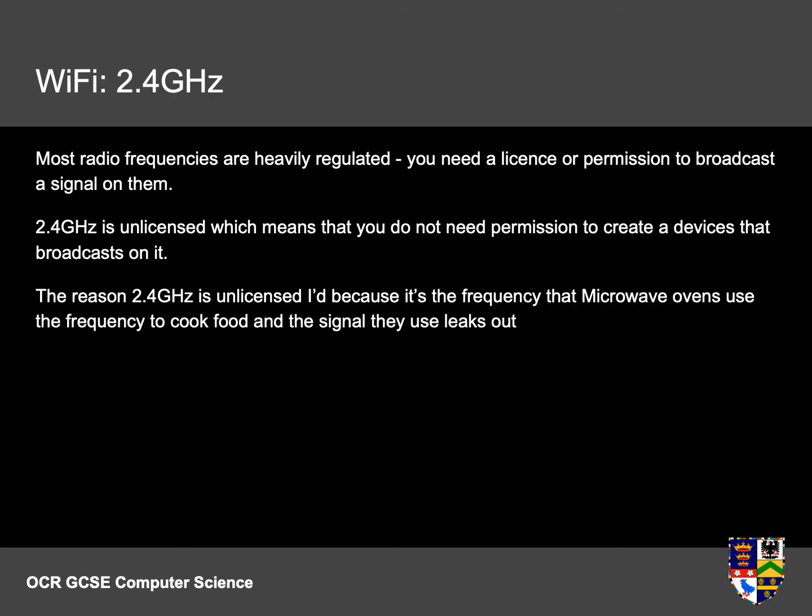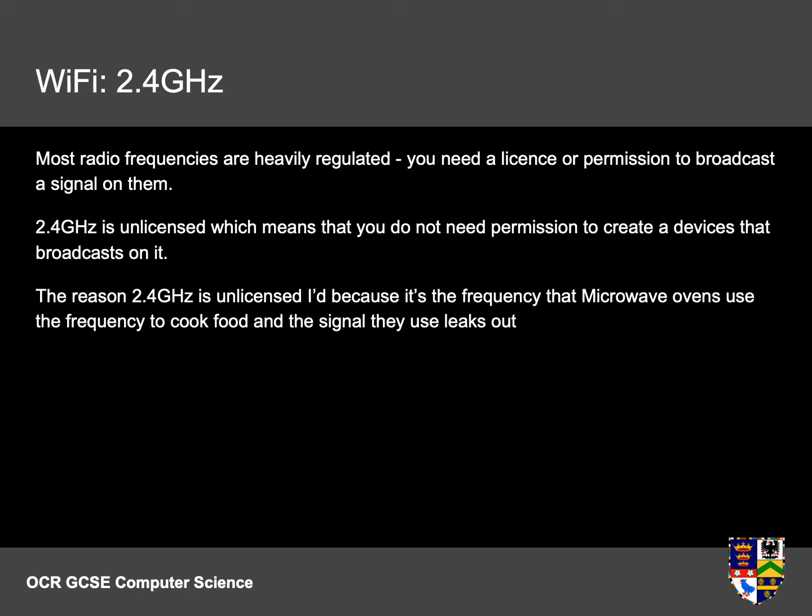Now, from the very, very earliest versions of Wi-Fi it has used the 2.4 gigahertz band. Now, the reasons for this are very historical. Most radio frequencies are quite heavily regulated, which means that you need a license or permission from a government agency in order to broadcast a signal on them.